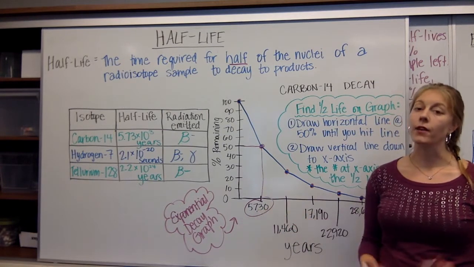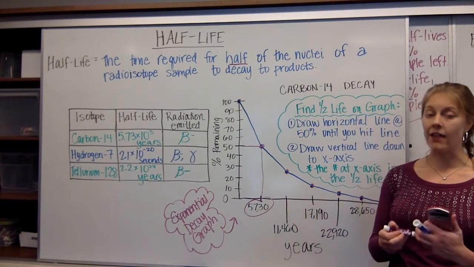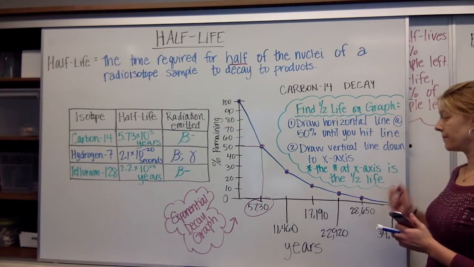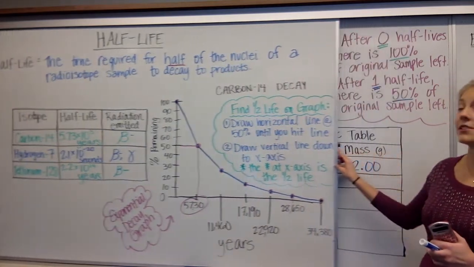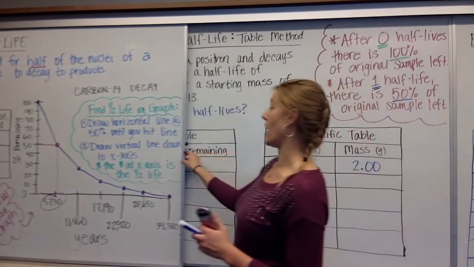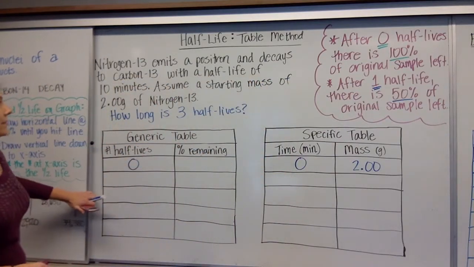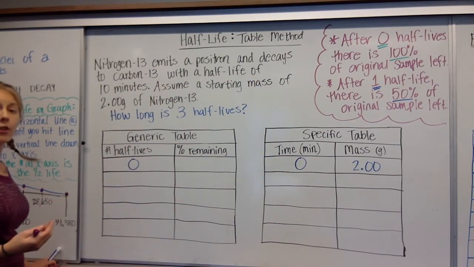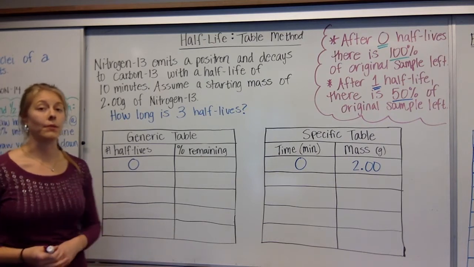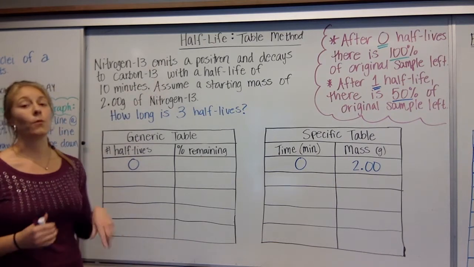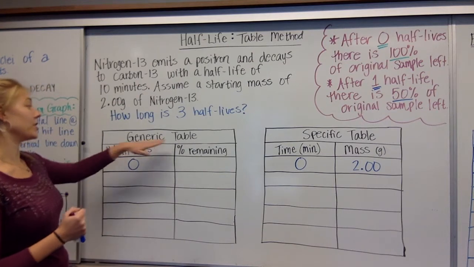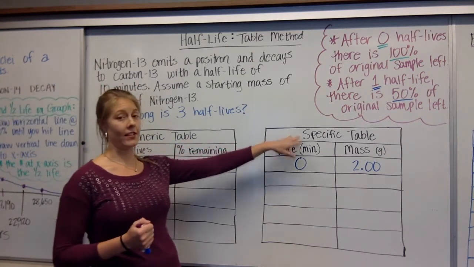This is the half-life of carbon-14, 5,730 years. You will have the opportunity to interpret graphs in that same way when we practice this a little. So let's take a look at, if we don't have a graph, how are we going to solve these problems? We can use the table method. I'm going to show you a generic table and a specific table.